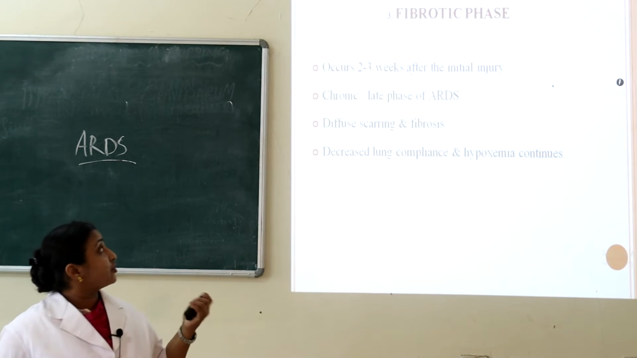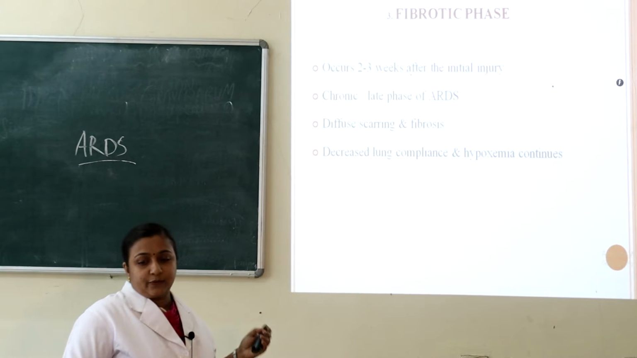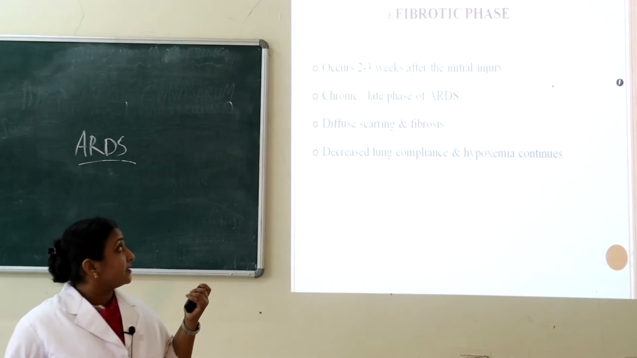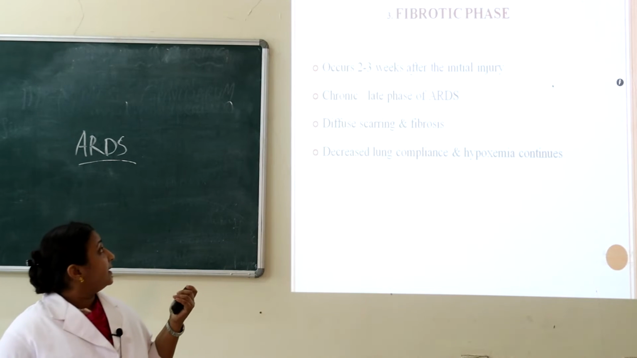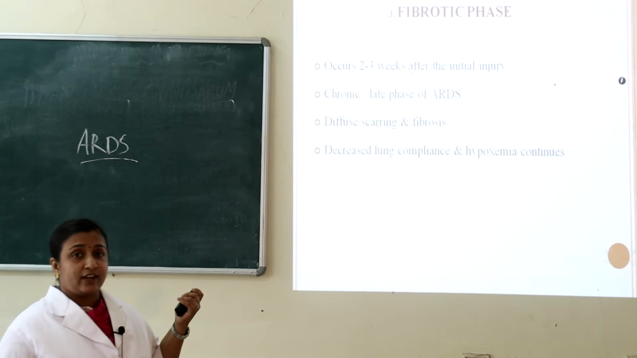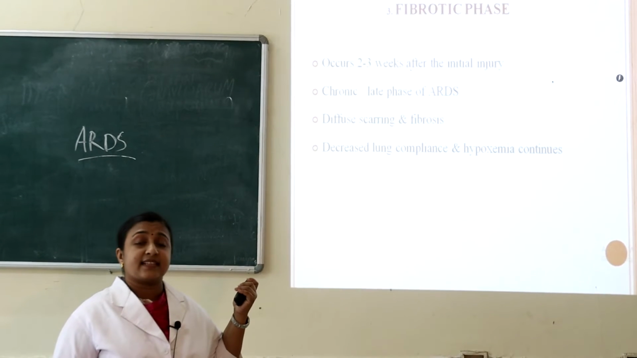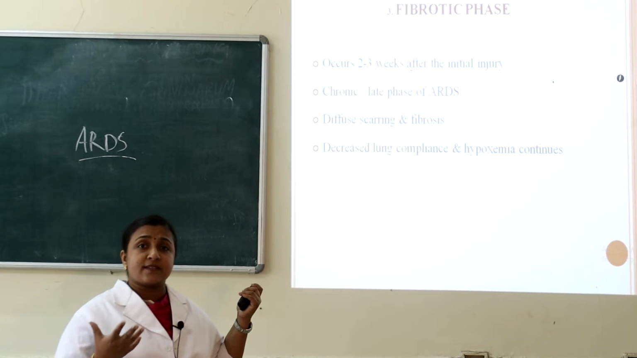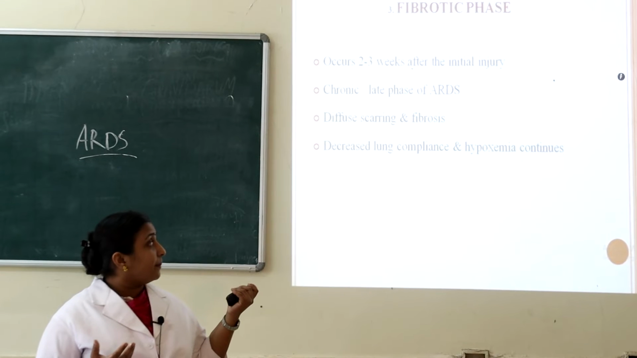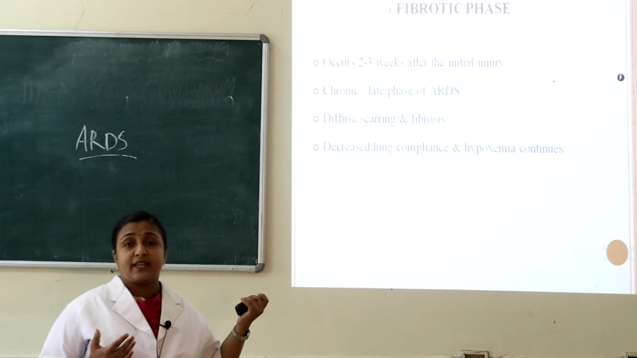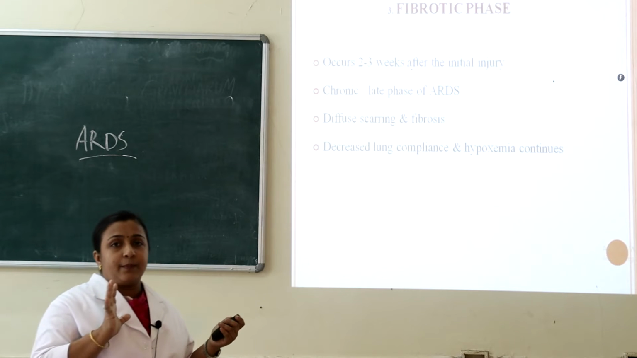The next stage, the final or third stage of ARDS, is the fibrotic phase. The fibrotic phase occurs 2 to 3 weeks after the initial injury. Then it becomes the chronic or late phase of ARDS. It will cause diffuse scarring and fibrosis of the lung tissues or the alveoli. Then lung compliance decreases and the hypoxemia continues. These are the main three phases of the pathophysiology of ARDS.